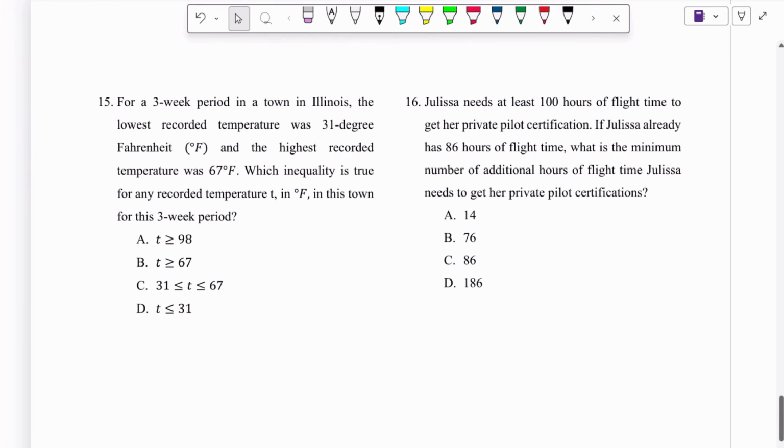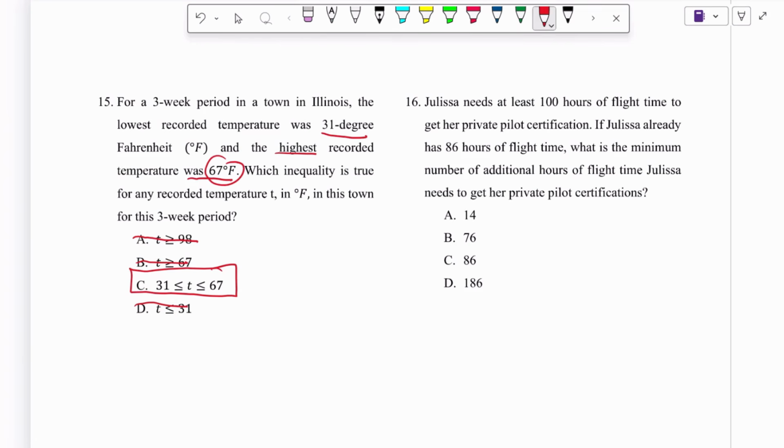Problem 15. For a 3-week period in Illinois, the lowest recorded temperature in the town was 31 degrees. So my low bound is 31. The highest temperature was 67. Which inequality is true for any recorded temp T for a 3-week period? Well, if I take a look here, it can't be A because it was never greater than 98. Okay, so now I'm taking a look here. Oh, it's greater than 67, but the max high was 67. Okay, I'm going to skip to D. It was never lower than 31. The temperature was between 31 and 67 degrees.